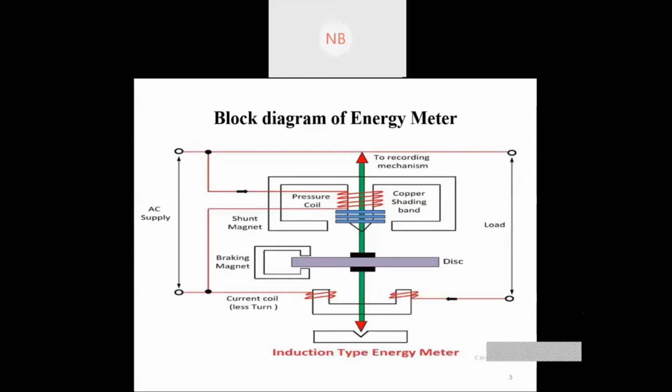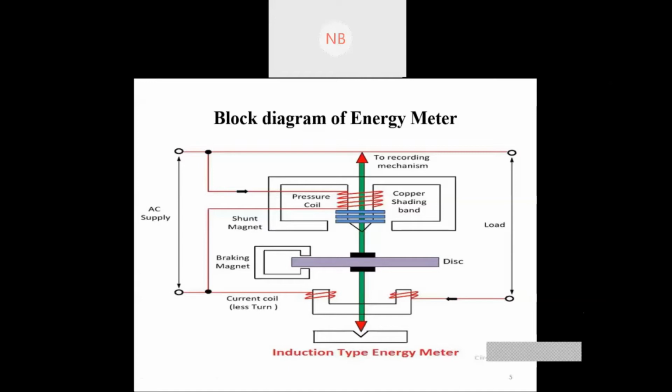How will we control it? It will be controlled by a braking magnet, as we have seen in the diagram. Due to this braking magnet, there will also be its own flux. Then the flux already present in the aluminum disc will rotate, and so we again get an eddy current in the rotating disc. Due to this eddy current, again a torque will be generated.